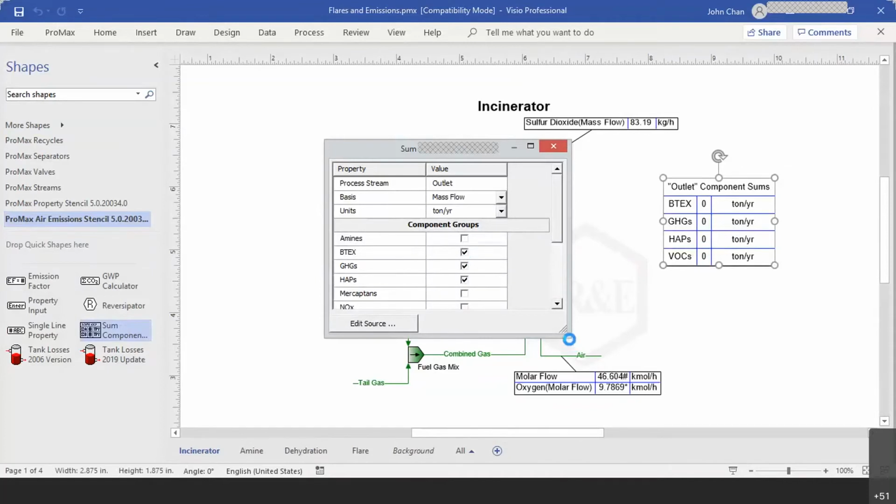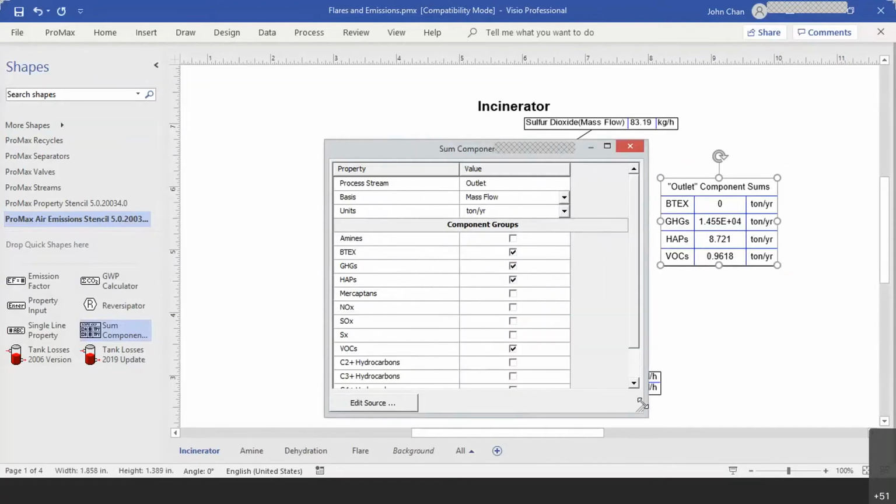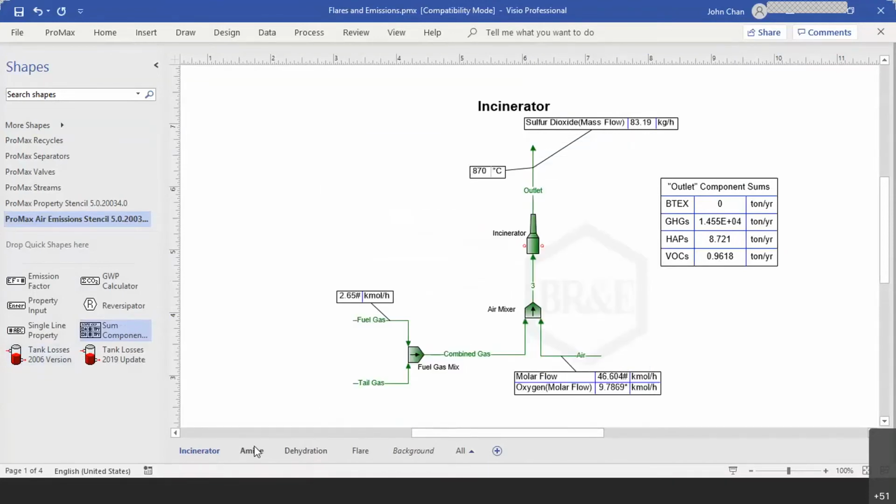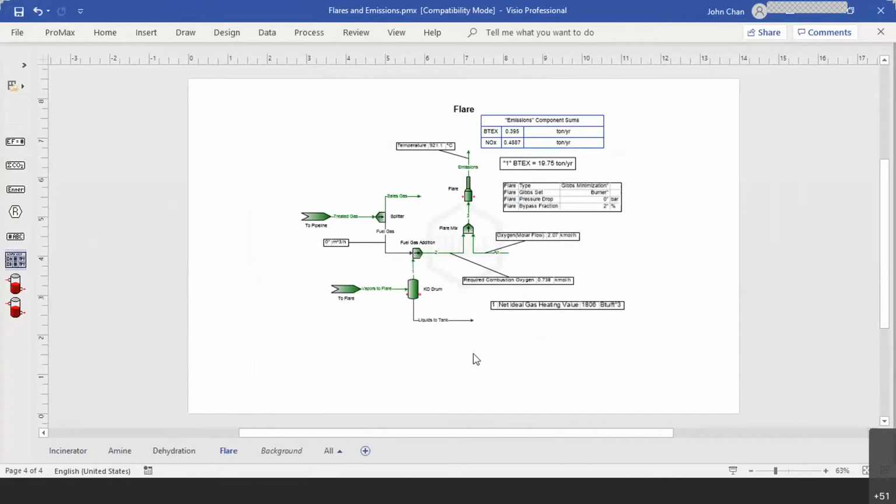And you will then see a window here that actually allows you to customize which of the components you want to report. So you can report your BTEX, your greenhouse gases, your SOx, and your NOxes. If you have an atmospheric tank, and let's say you have a pressurized liquid feeding into the atmospheric tank, you will expect some flashing losses. So you can actually report those emissions using this sum components stencil. I'm going to also show you a flare example. What we have here is a flare.